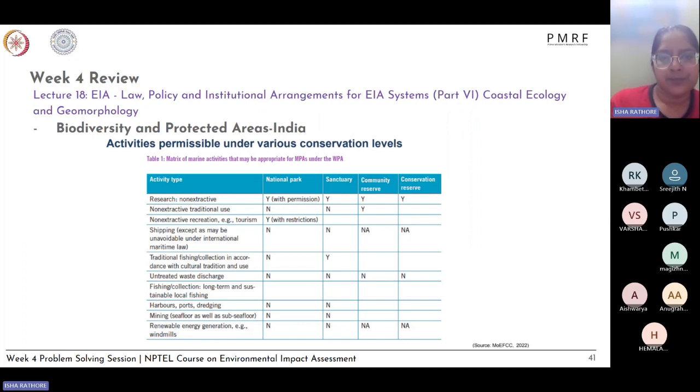So similar kinds of activities, and whether these are accepted in national parks, sanctuaries, community reserves, or conservation reserves, those are discussed. So activities in these marine environments can include research, extractive or non-extractive, shipping, traditional fishing, or collection in accordance with cultural tradition and their use, untreated waste discharge, fishing, local fishing, harbor ports, dredging, mining, renewable energy generation. So all of these are different kinds of activities which can happen in coastal areas, and whether they are permitted or not depends on the category and type of the protection level, basically.